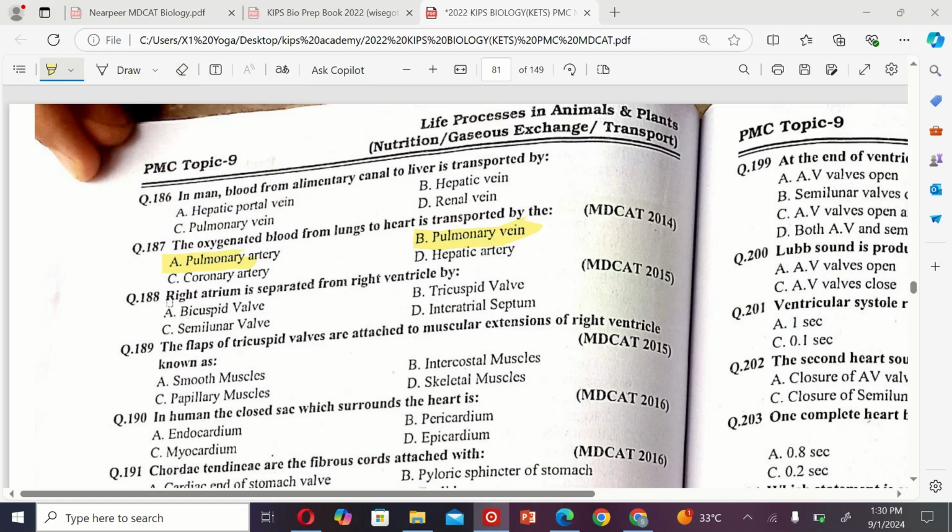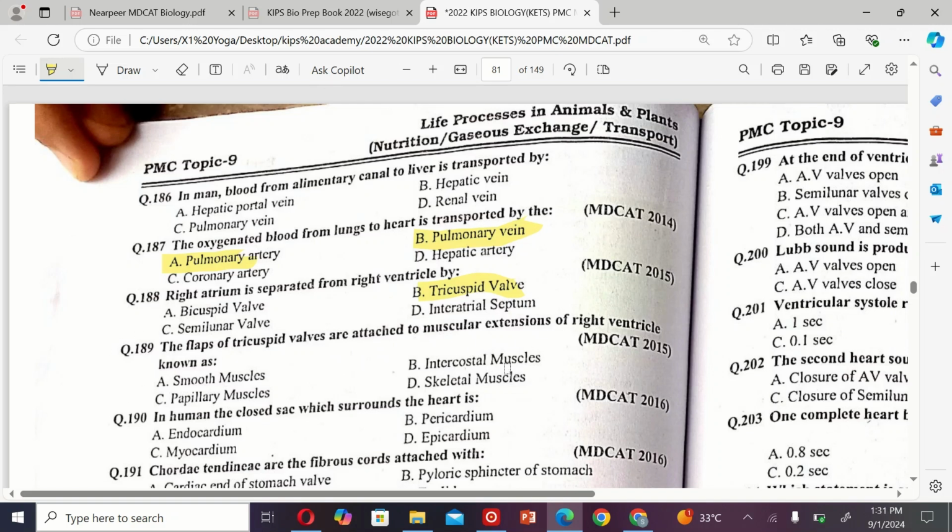The next MCQ is: the right atrium is separated from the right ventricle by A. Bicuspid valve, B. Tricuspid valve, C. Semilunar valve, and D. Anterolateral septum. So the correct option is B. Tricuspid valve.